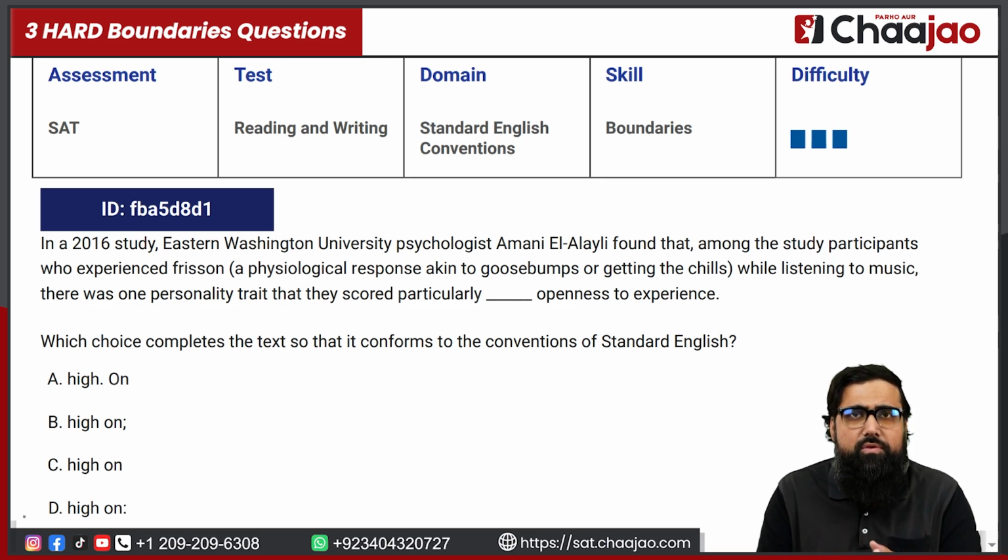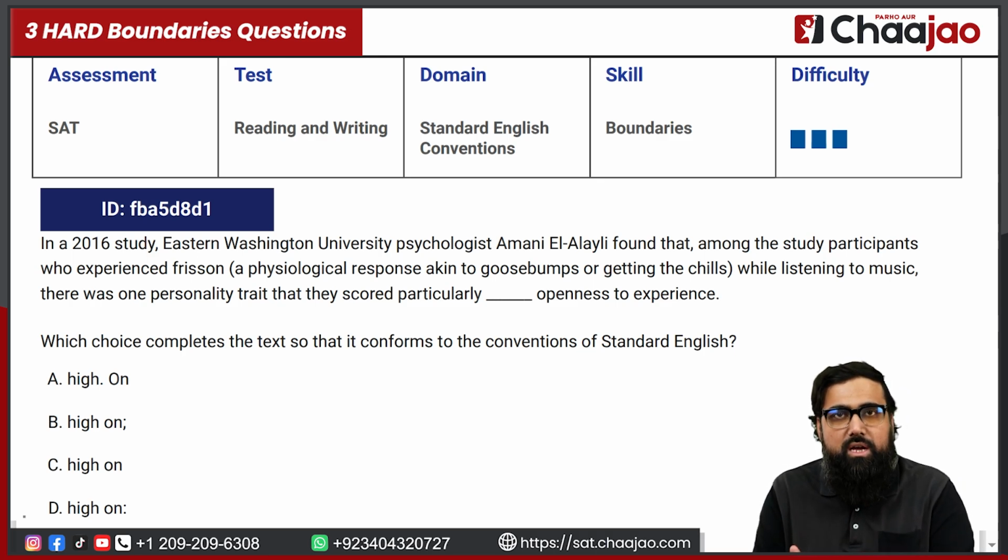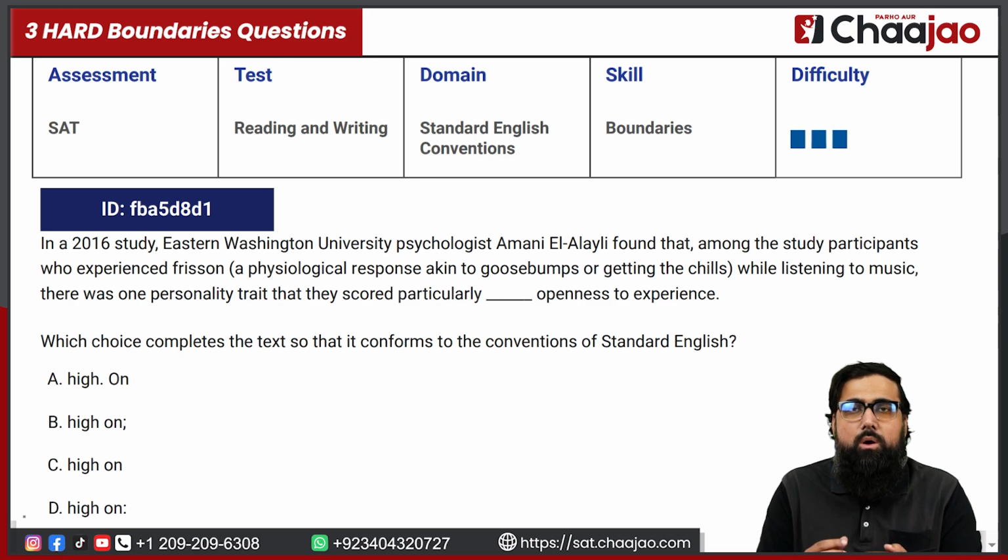Now overall, the concept of boundaries is all about joining sentences. So it talks about how we can join different types of sentences and how we can work with the different types of punctuation in doing so. It also has the uses of different punctuation marks, so we have to understand how that happens.